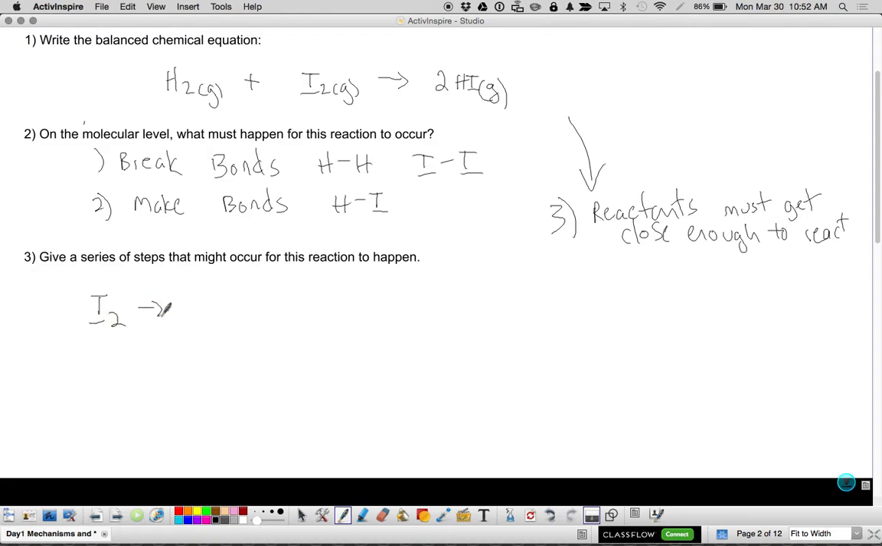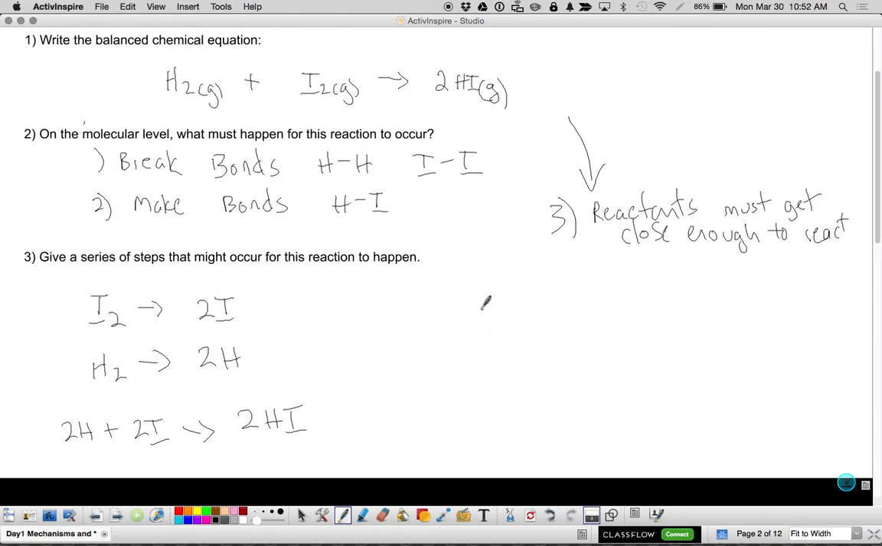I think that the first thing that's going to happen is iodine is going to break apart into 2 iodine atoms. Okay, and I think that the hydrogen gas is going to break apart into 2 hydrogen atoms. And then I think that the last step is going to be 2 hydrogen atoms reacting with 2 iodine atoms to form 2 hydrogen iodide molecules.